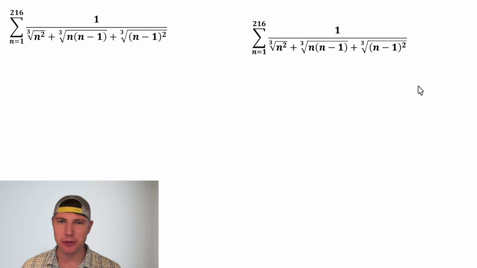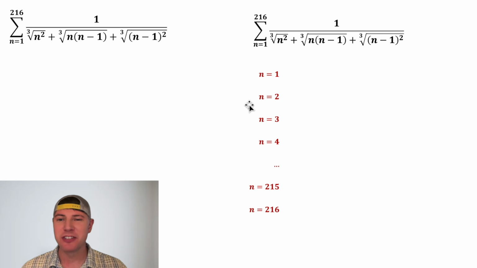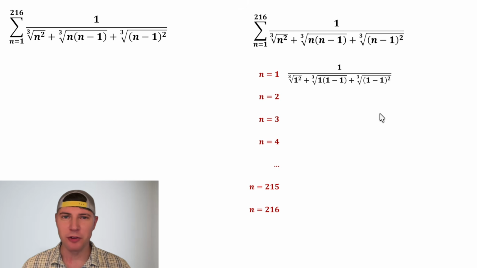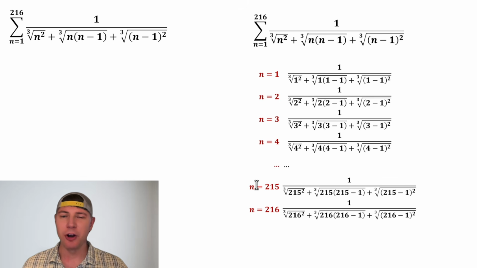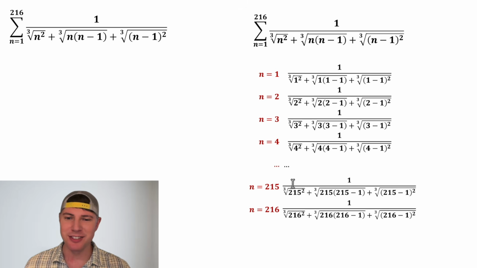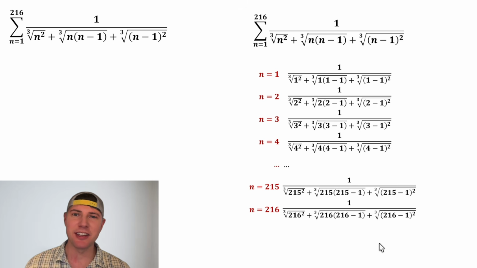3, 2, 1. So we've got to do this for n equals 1, n equals 2, n equals 3, n equals 4, all the way to 216. For n equals 1, we're going to plug in 1 for all the n's. And we're going to do the same thing for all the other numbers. We're going to plug in 2 for all the n's, 3 for all the n's, 4 for all the n's, 215 and 216 for all the n's.